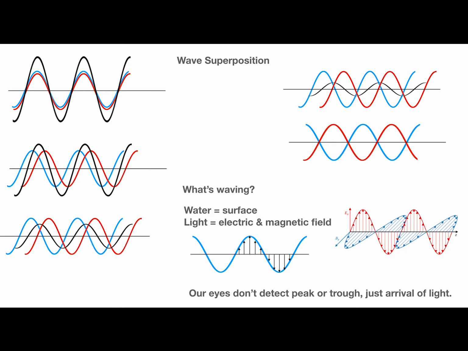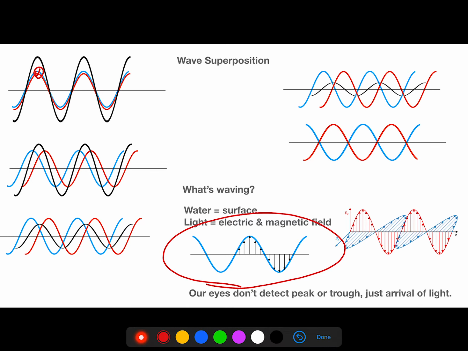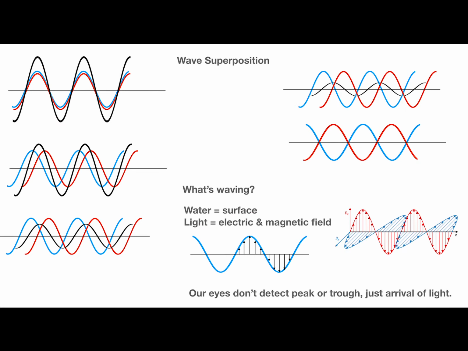So one important thing is our eyes don't detect peaks or troughs. That means that my eye can't tell if this part of the wave is getting to me or that part of the wave is getting to me. It doesn't know. My eyes just know, did light arrive or did no light arrive. So if I was standing right here observing, I would not see any light. All right.